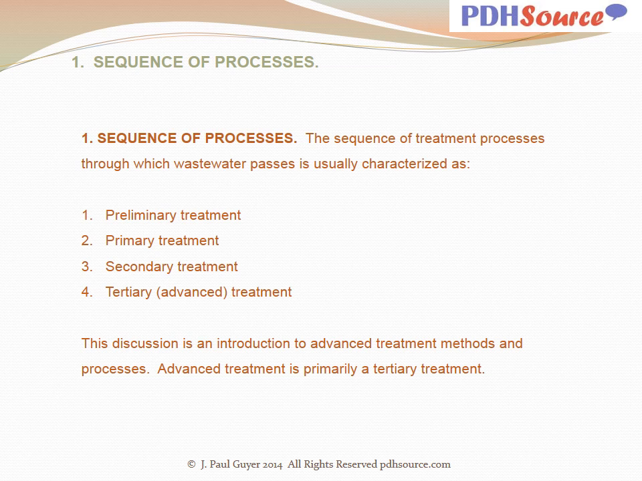Wastewater treatment is generally characterized as consisting of four phases: preliminary treatment, primary treatment, secondary treatment, and then tertiary or advanced treatment, which is what I will be talking about today. The tertiary treatment, most of it usually occurs after secondary treatment, but certain procedures can be implemented in the primary or secondary treatment stages.